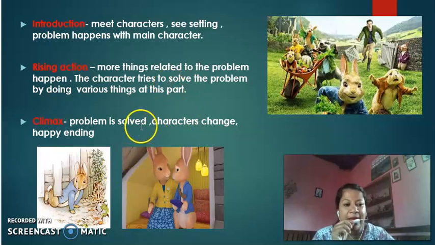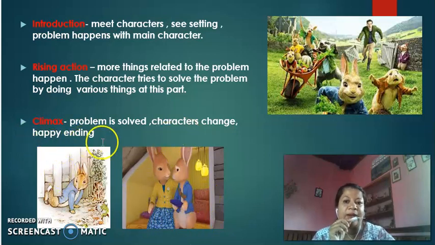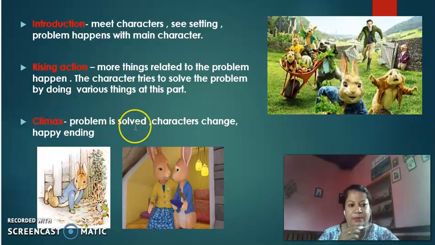In the climax, remember, the problem is solved. Over here, Peter escapes from under the fence. We find that he changes from being a very naughty, irresponsible bunny. He changes into a little responsible one. He has a talk with his mother. And we find the happy ending. So this is your climax. So this is all about Peter Rabbit.